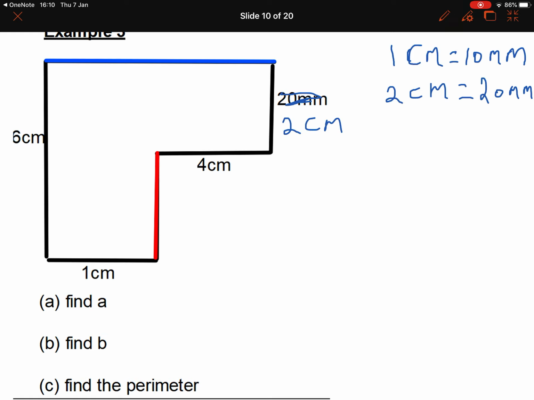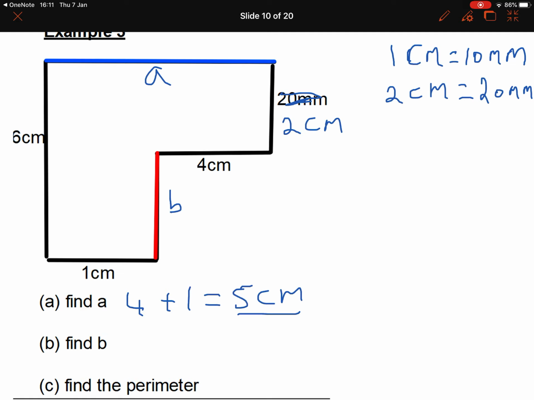All right, so to work out what the value of A is, it's not clearly labeled, so let's call the blue line A. Let's call the red line B. So to find out what A is, you simply look at this. To go from here to here, going horizontally, it's 1 centimeter. To go from there to there, it's 4 centimeters. So the value of A will just be 4 plus 1, which is 5 centimeters. Okay?